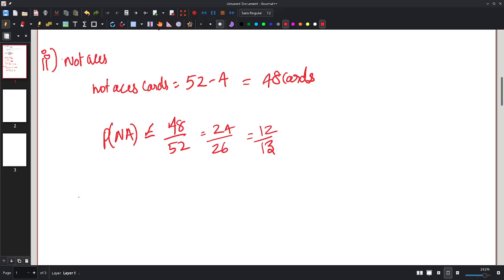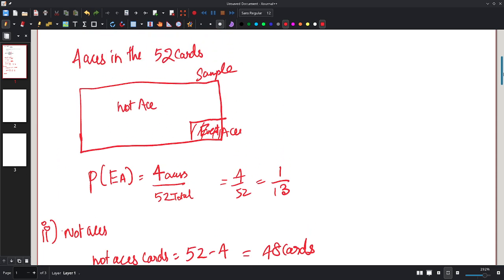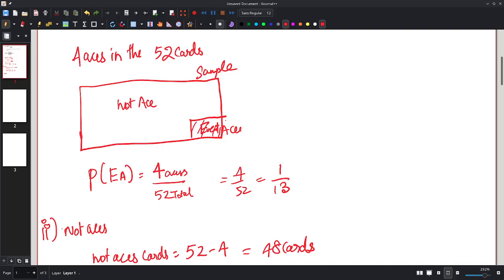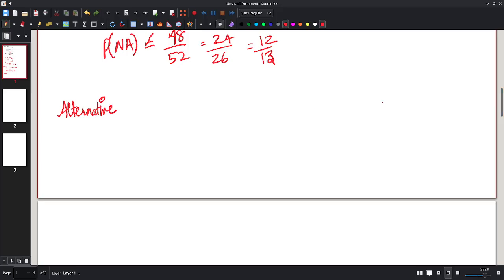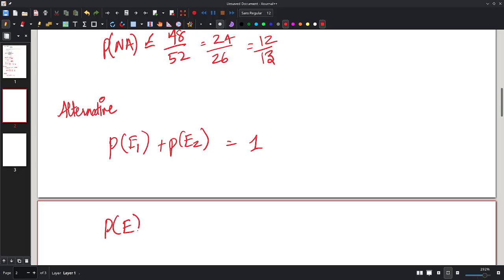Next we go for an alternative method, which is about using the axioms of probability. You can see in the diagram that the sample space contains 2 events, which are ace and not an ace. You already know that adding all the events makes 1. So probability of event 1 plus probability of event 2 is equal to 1. Here the 2 events are probability of ace and probability of not an ace, which add up to 1.